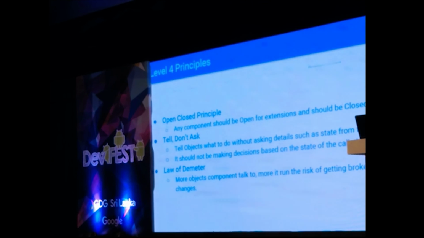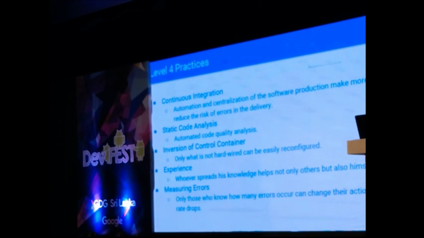And third one is the law of Demeter. That means when you have dependency on, let's say, more objects, if one of the objects fails, what will happen? Your calling object will be failing. So that is the idea behind the law of Demeter. So those are the practices in there.